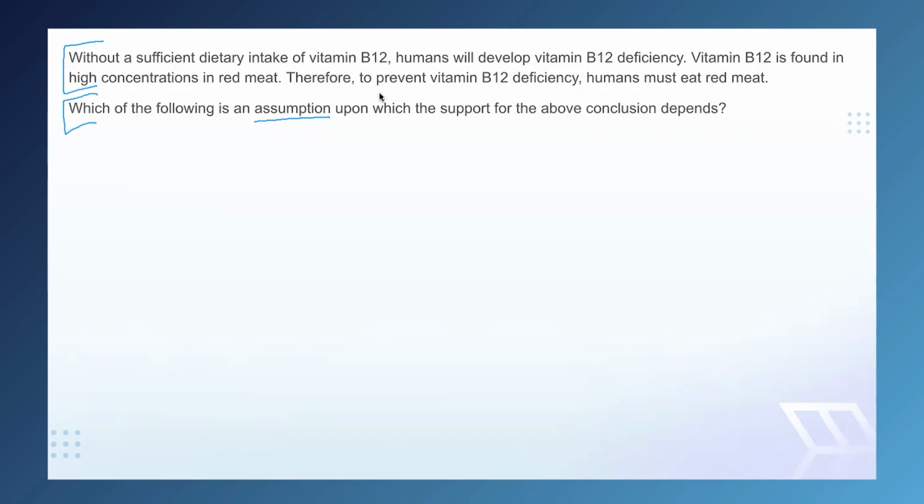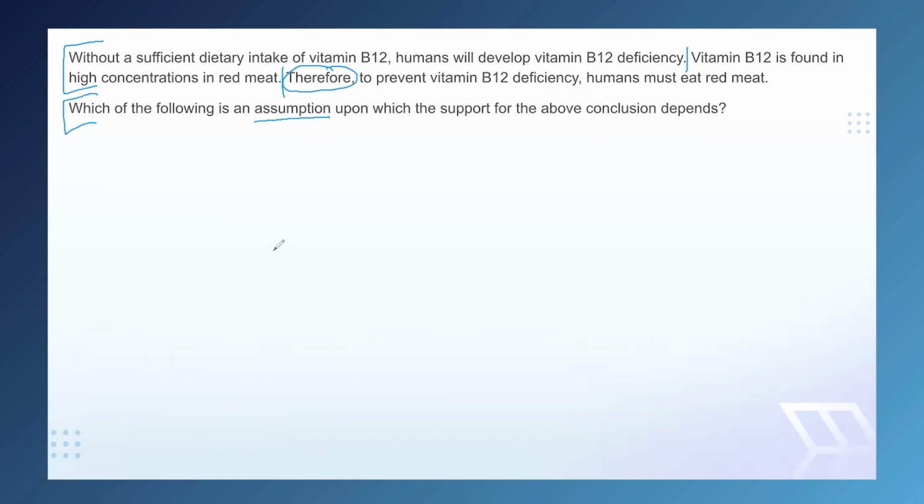Okay, so without a sufficient dietary intake of vitamin B12, humans will develop vitamin B12 deficiency. That's a fact. That's a premise. We're not arguing that. Okay, great. Vitamin B12 is found in high concentrations in red meat. Another premise. Therefore, this is a classic conclusion transition word. So this is pretty much a dead giveaway that this is our conclusion. It's also at the end of the argument, which is the classic place for conclusions to be. They are not always there, but in an easy question like this one, often the case.